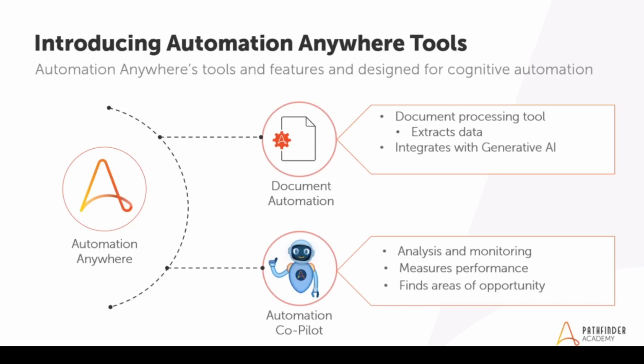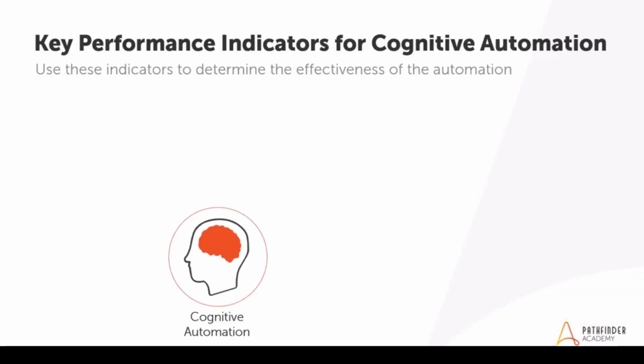Now, if we take a look at the tools offered by Automation Anywhere, Automation Anywhere offers a range of tools and features designed for cognitive automation. Document automation is an intelligent document processing tool that extracts structured data from unstructured documents. It is ideal for handling documents like invoices, contracts, and receipts.